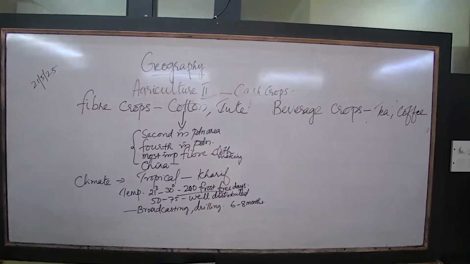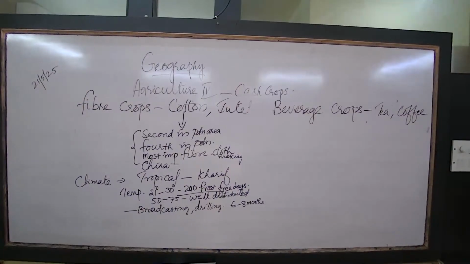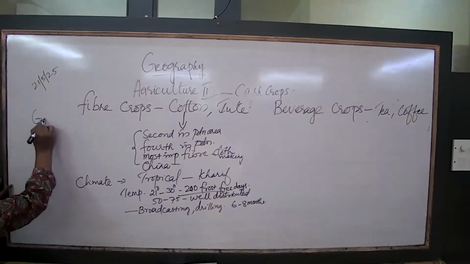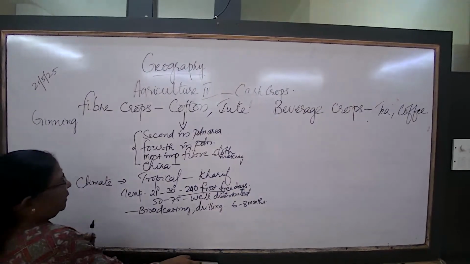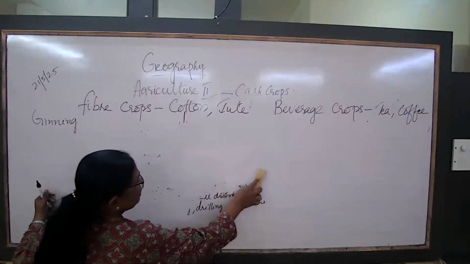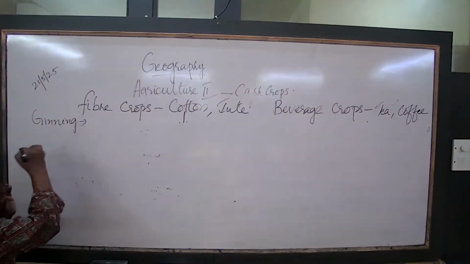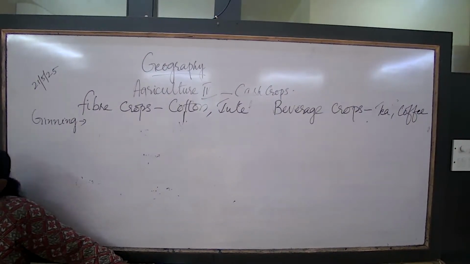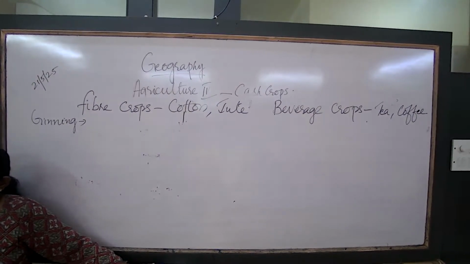After the harvesting, the cotton crop passes through the following processes. Ginning. Each one you have to understand. What are the processes? So this much is clear now. After harvesting, what all things have been done? The first process is ginning. What is ginning? Ginning is a process used to separate the fibers or lint from the cotton seeds and the short fibers or linters which adhere to them.